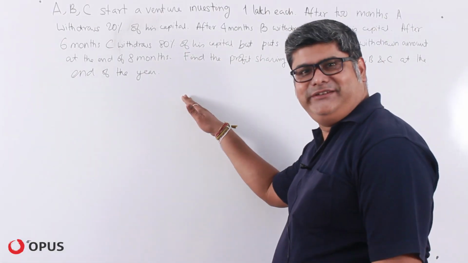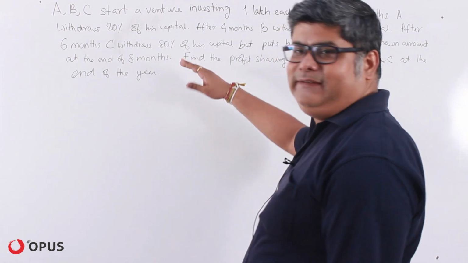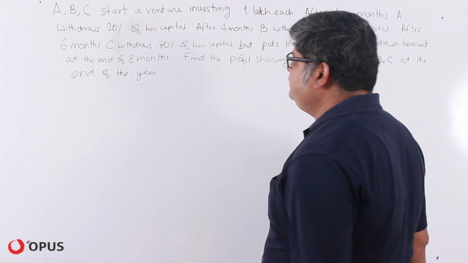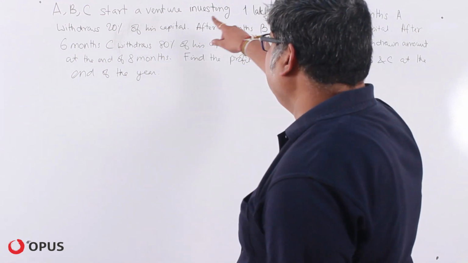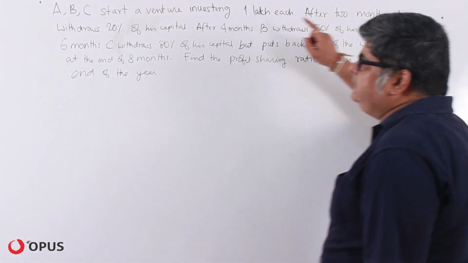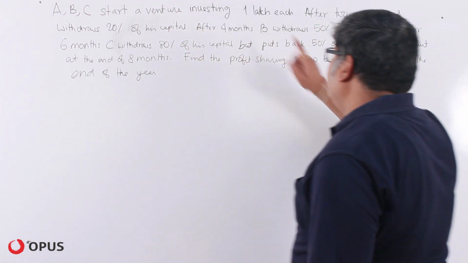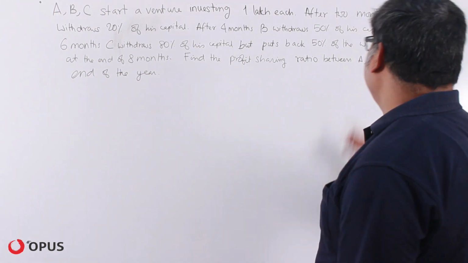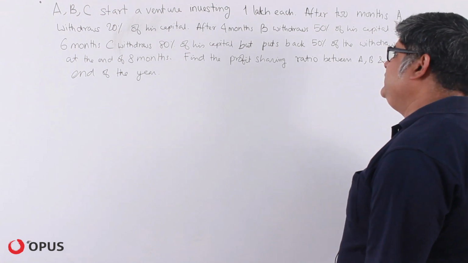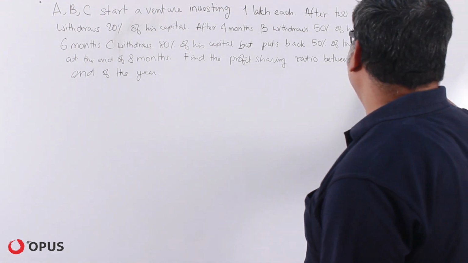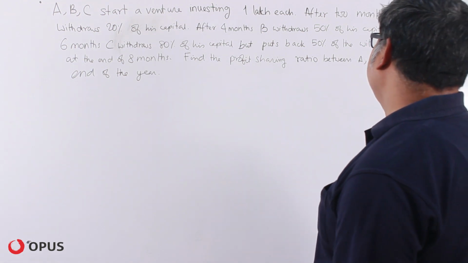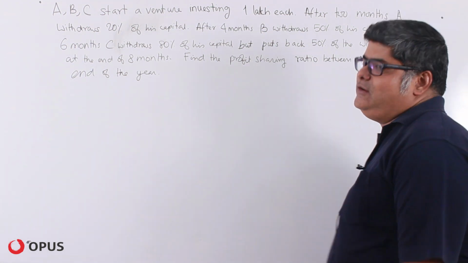Here we have a question which also addresses the concept related to partnership. Now let's go through the question first. A, B, C start a venture investing 1 lakh each. After 2 months, A withdraws 20% of his capital. After 4 months, B withdraws 50% of his capital. After 6 months, C withdraws 80% of his capital but puts back 50% of the withdrawn amount at the end of 8 months. Find the profit sharing ratio between A, B, C at the end of the year.